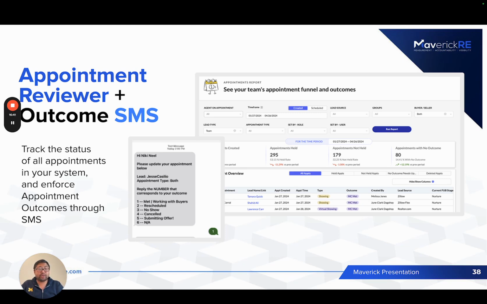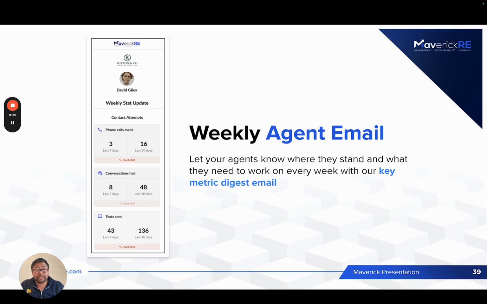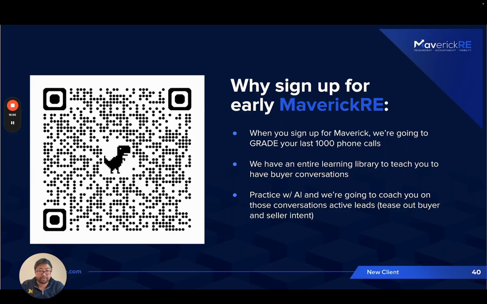And this makes sure that you have pure source of truth data on your analytics side, so the analytics becomes more powerful as well. And of course, we're going to send them a weekly email that tells them all of their missed opportunities, what they need to work on, and so on and so forth, so your agents stay accountable, right?